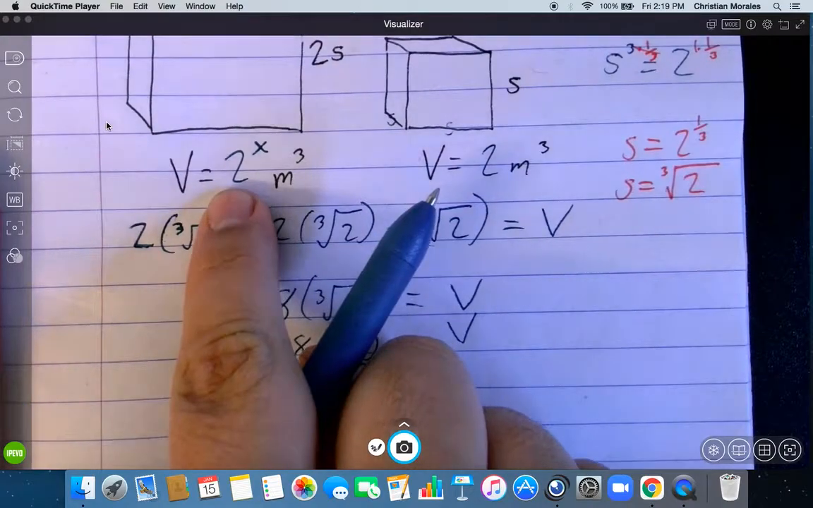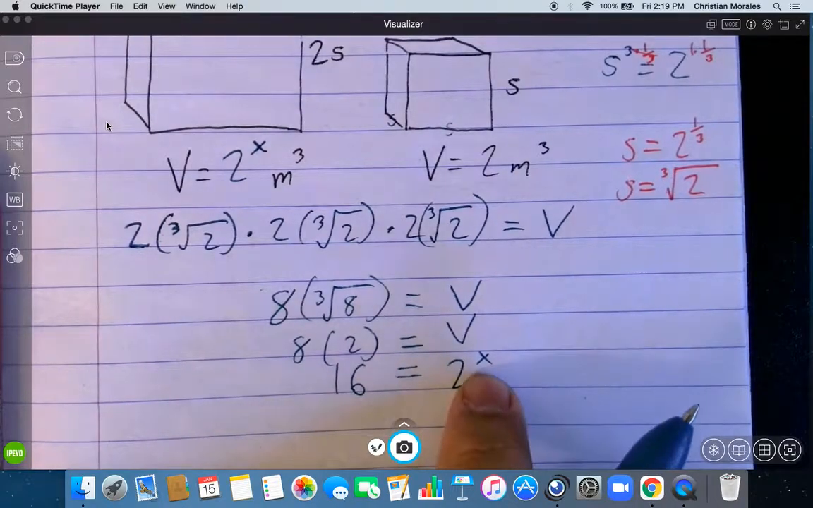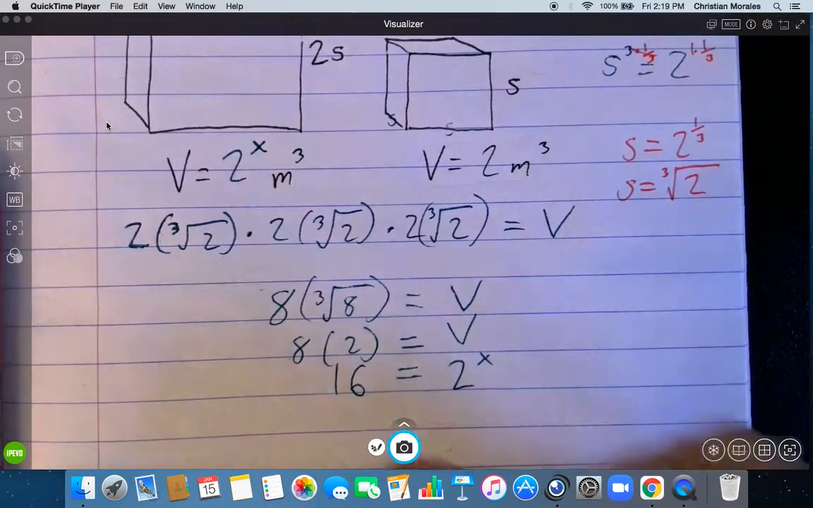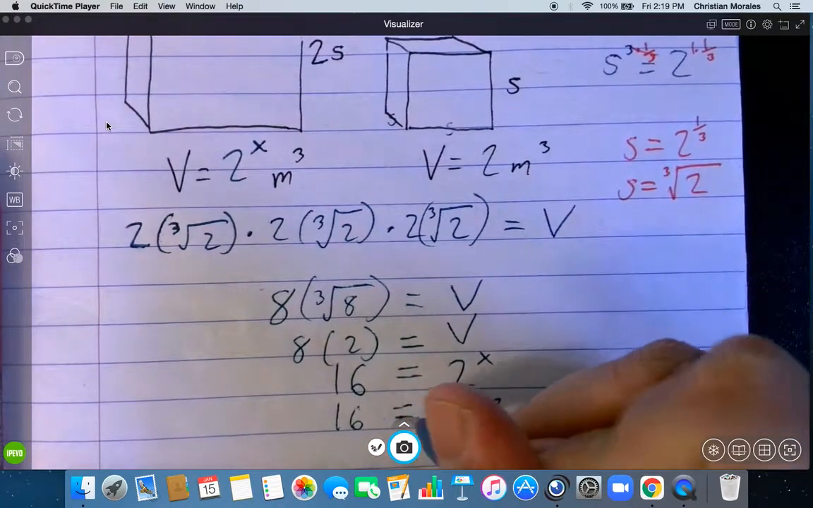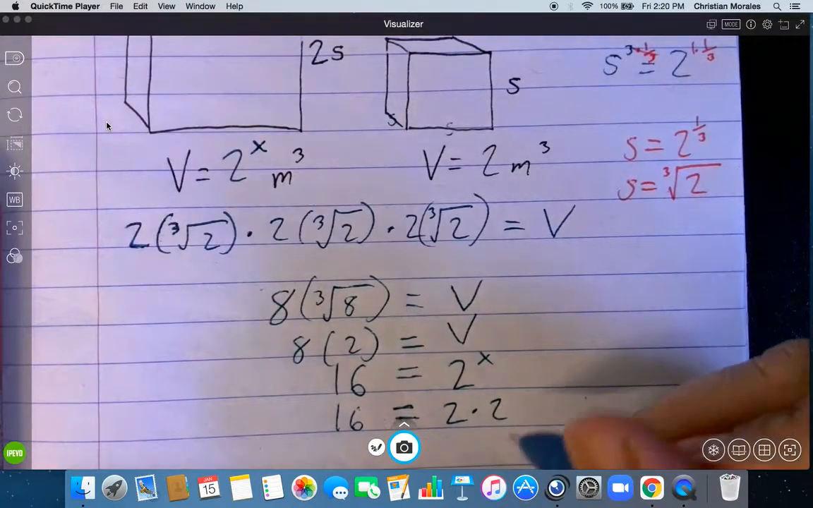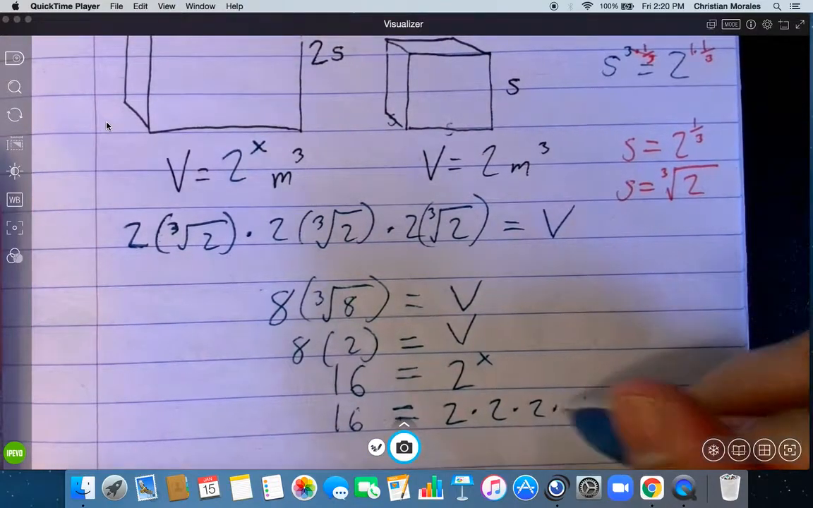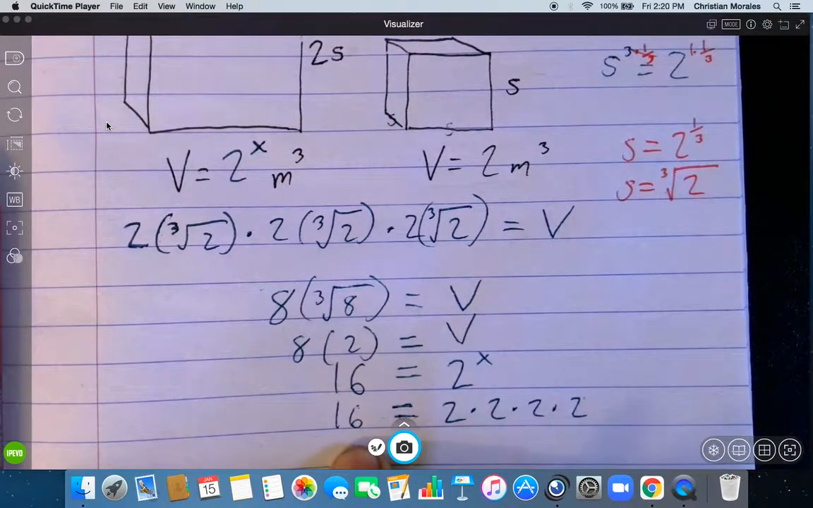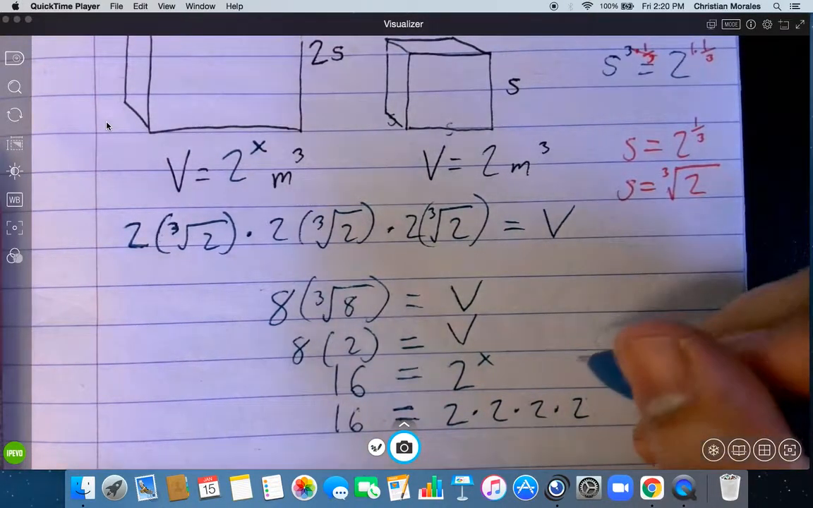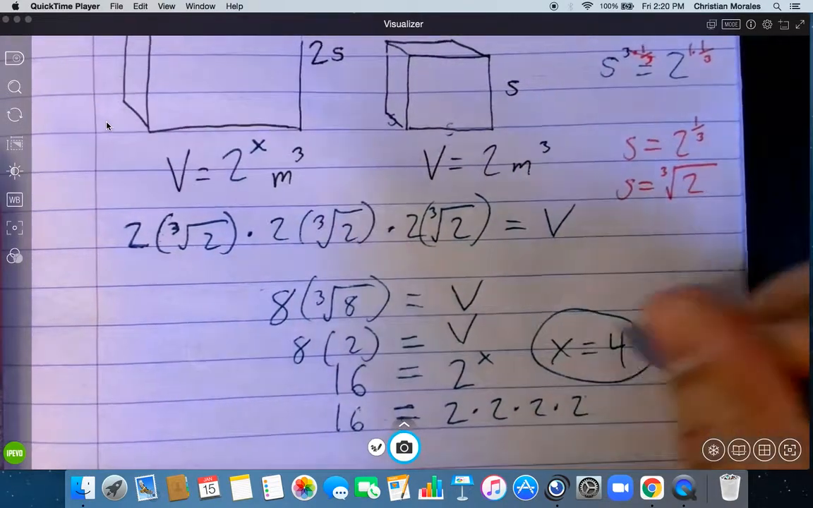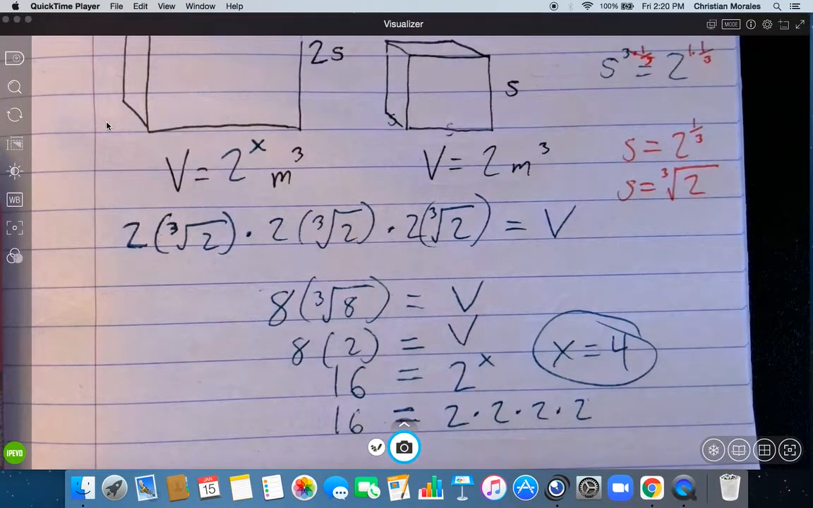But wait, I thought the volume was this. 2 to the x. You're right. How many 2's would it take to make 16? How many 2's would you have to multiply? Use exponents to get 16. Well, 2 times 2 is 4, times 2 is 8, times 2 is 16. So the answer to this, the answer for the x is 4. 2 times 2 times 2 times 2. And that's the answer.